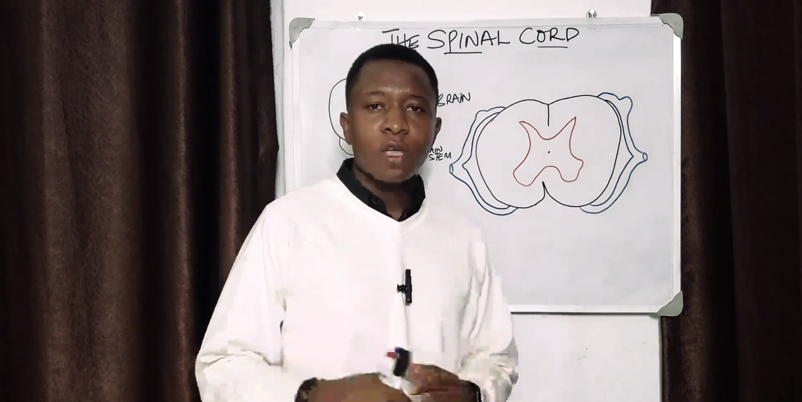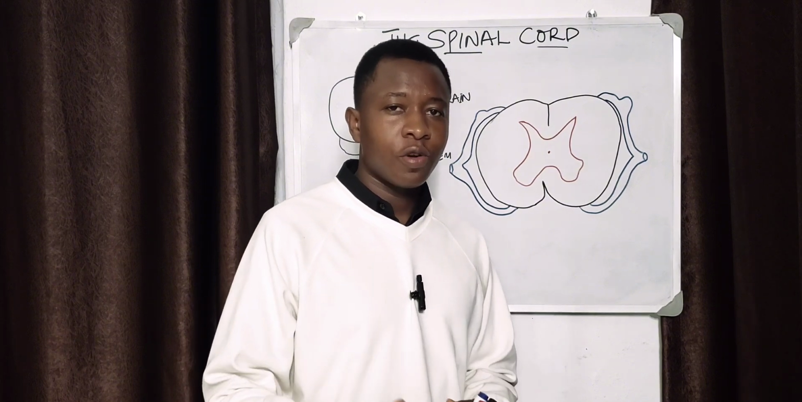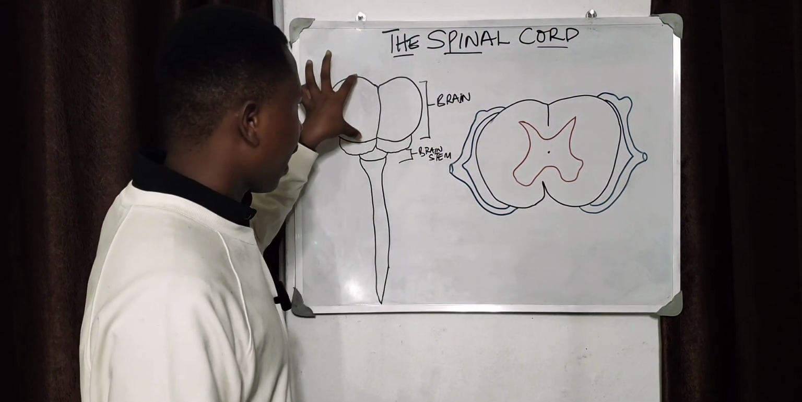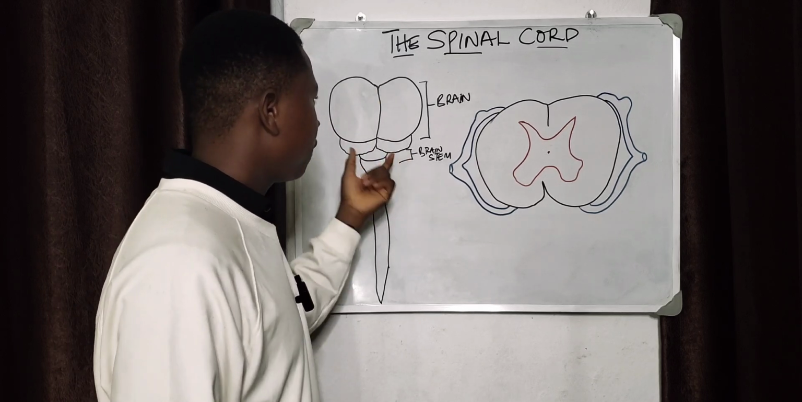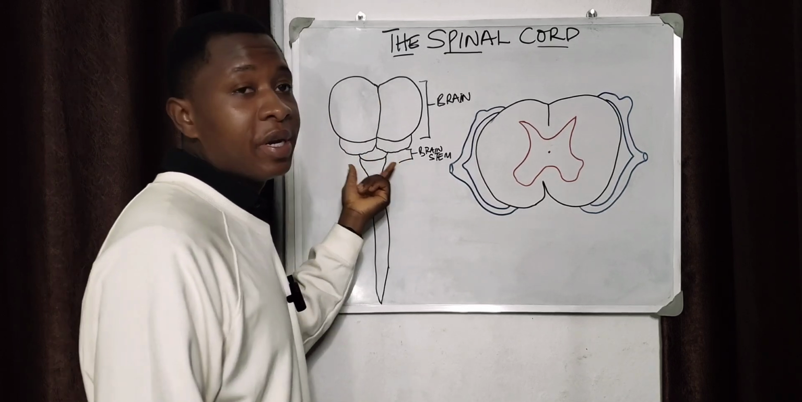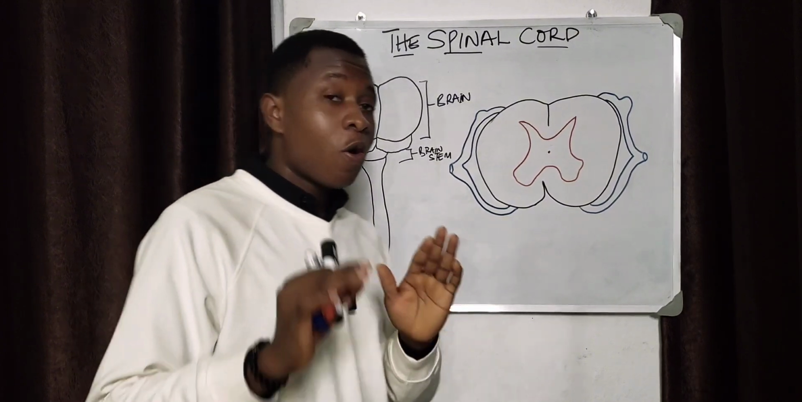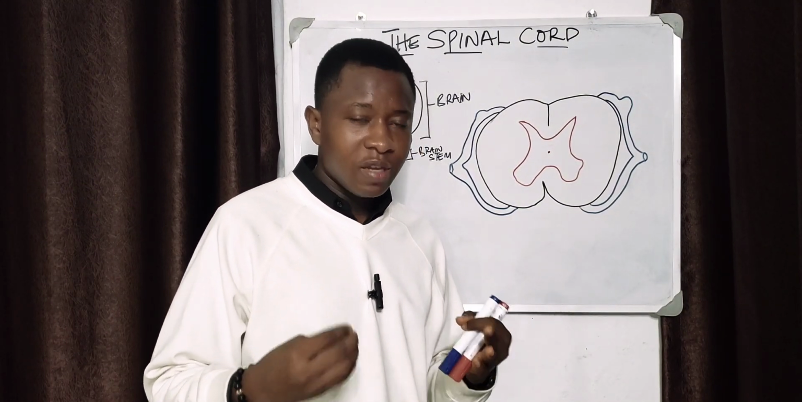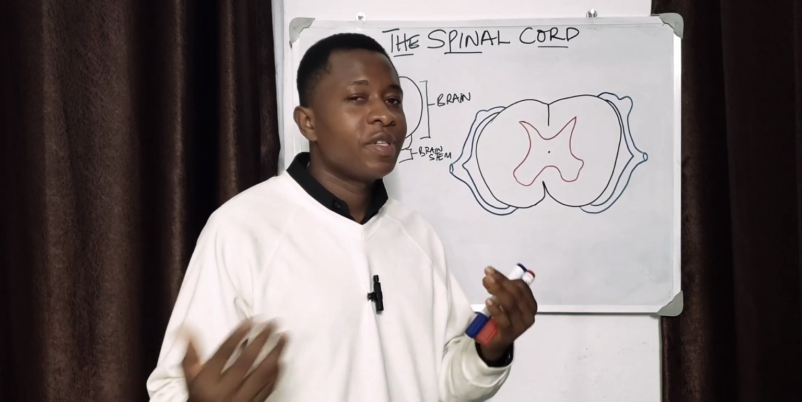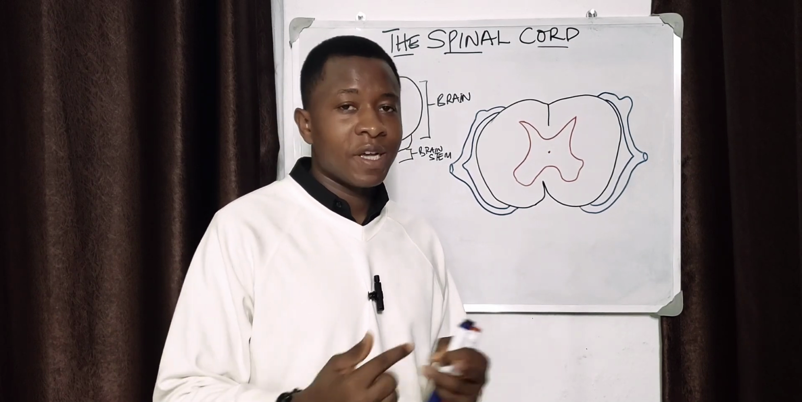So the spinal cord is part of the central nervous system and it is an extension of the brain and the brainstem. Okay, so the spinal cord extends from the brain and the brainstem, and this is it. It is also important to note that the spinal cord plays a key function in sending and receiving information from the brain to other parts of the body and vice versa.